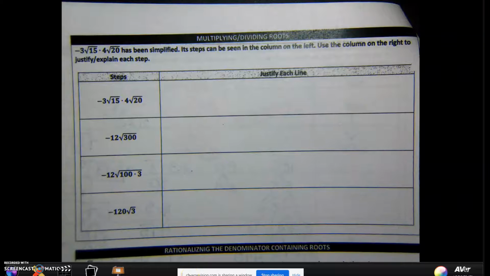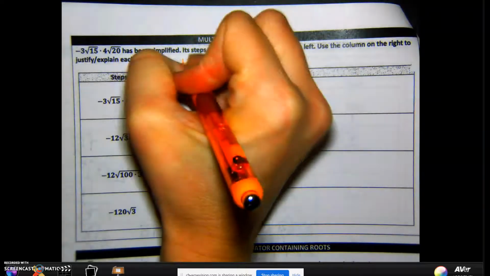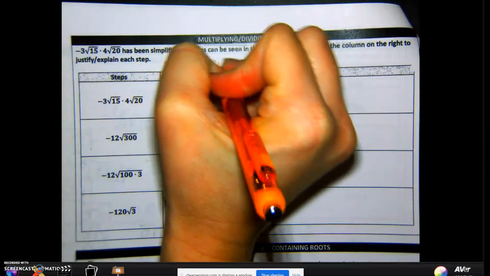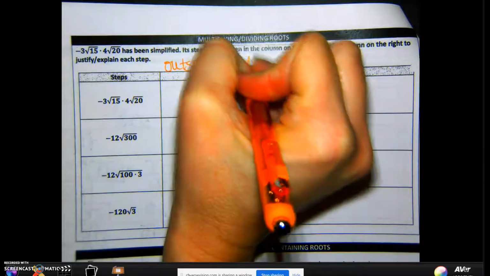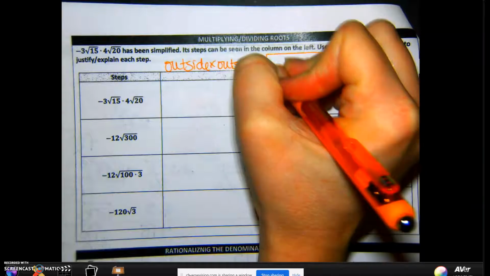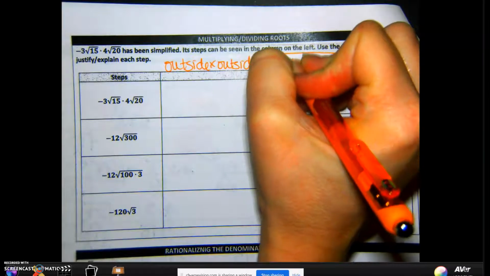We are going to talk about multiplying and dividing roots. Okay, first we're going to start with multiplication of roots. So all we really do on this is outside times outside and inside times inside. So outside times outside, and then under the radical we do inside times inside.